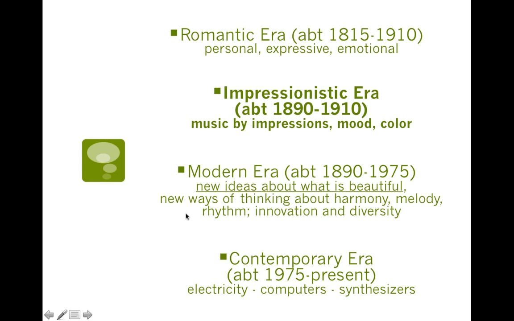Let's drop down to the modern era. The modern era now is going to be between 1890 and 1975. New ideas about what's beautiful. If you know anything about some of those years, some of the ideas of what was beautiful didn't seem beautiful to everyone. But there was a new way of thinking about harmony and melody and rhythm, innovation and diversity. That kind of came out of the Impressionistic era. They had to decide whether they were going to stay with the rules of the Baroque era, classical era, or if they were going to do something new. And they often did something new.